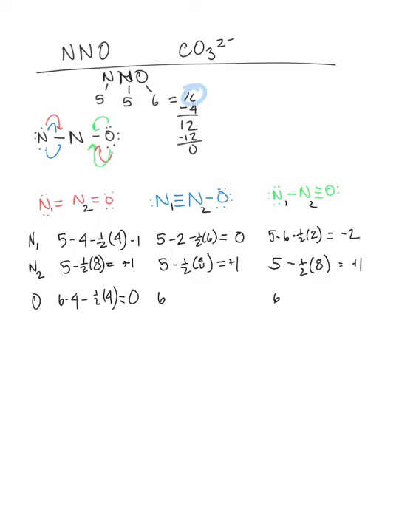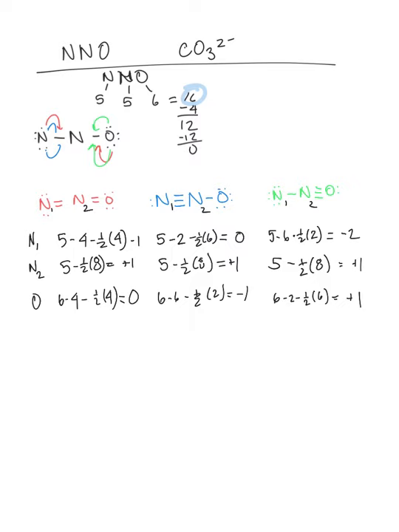Looking at the oxygen in the blue structure, minus 2, 4, 6 electrons in lone pairs, minus 1/2 times 2 electrons in bonds, gives us a charge of minus 1. And then finally, for our structure in green, we have 6 minus 2 electrons in lone pairs, minus 2, 4, 6, 1/2 times 6 electrons in bonds, and that gives us a charge of plus 1.